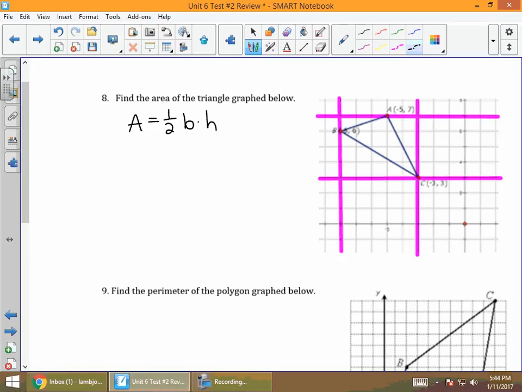So my base is the distance of this rectangle. So this distance across the top, which is 1, 2, 3, 4, 5 units across. How far down? 1, 2, 3. It is 4 units down. So the area is 1/2 the base, 5, times the height, 4. 5 times 4 is 20, and half of 20 is 10 units squared. So finding the area of a triangle is super, super easy, as long as you know 1/2 base times height.